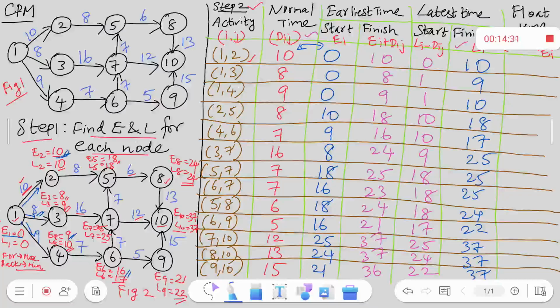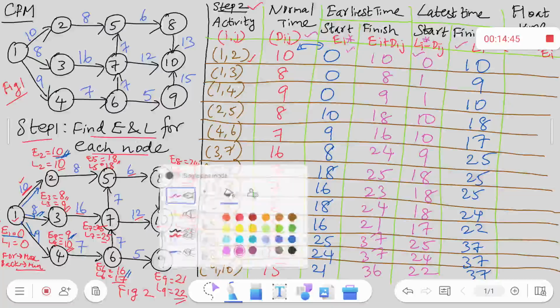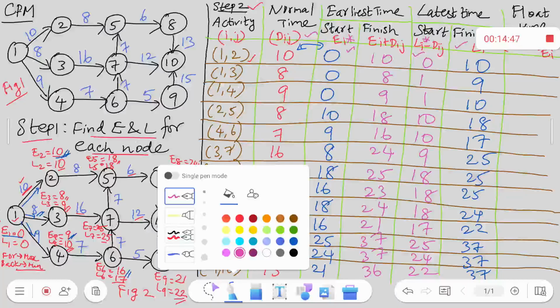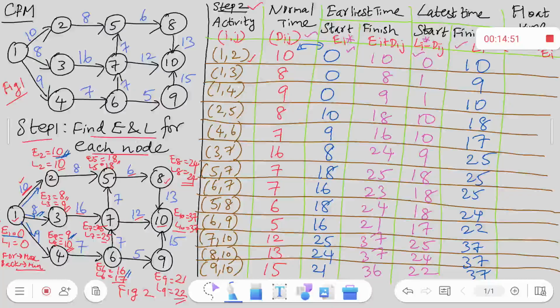Now for the final value, float, it is Li minus Dij, that is, I am taking this value minus EI. That is latest start time minus earliest start time. So it is 0 minus 0. Let me use another color. So now it is 0. Next it is 1 minus 0. It is 1. Again 1 minus 0, 1. 10 minus 10, 0. 10 minus 9, it is 1.